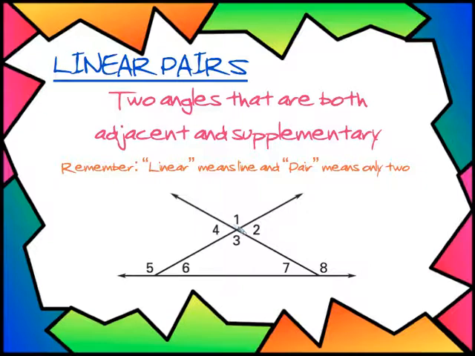So 1 and 2 are a linear pair. 3 and 2 are a linear pair. 4 and 3 are a linear pair, and 4 and 1 are a linear pair. 5 and 6 are a linear pair, and 7 and 8.